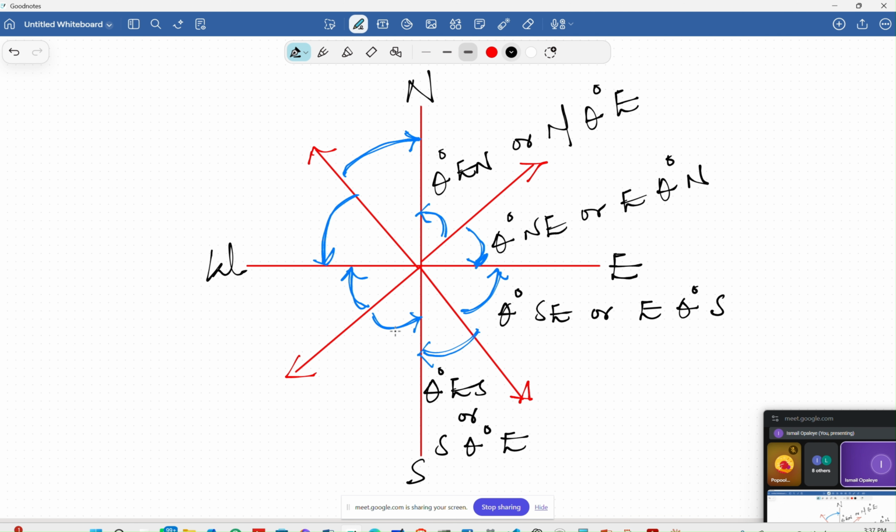And then for this one, this is coming from west to south. So that's west of south. So that will be theta degrees west of south, or south theta degrees west. And this is going from south to west. So that will be south of west. So theta degree south of west, or west theta degree south.